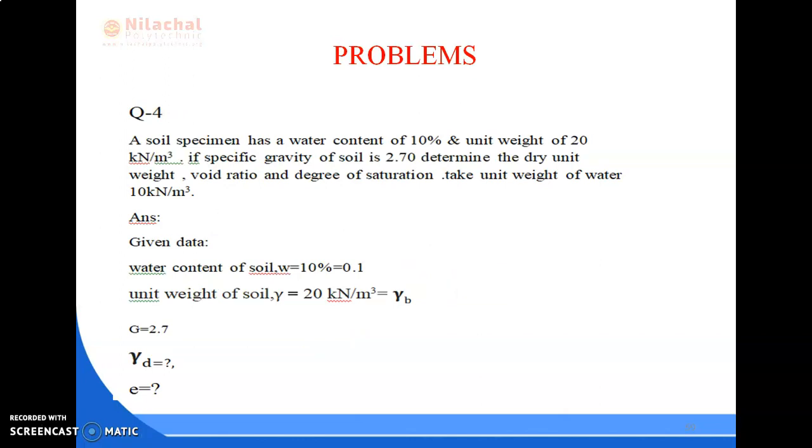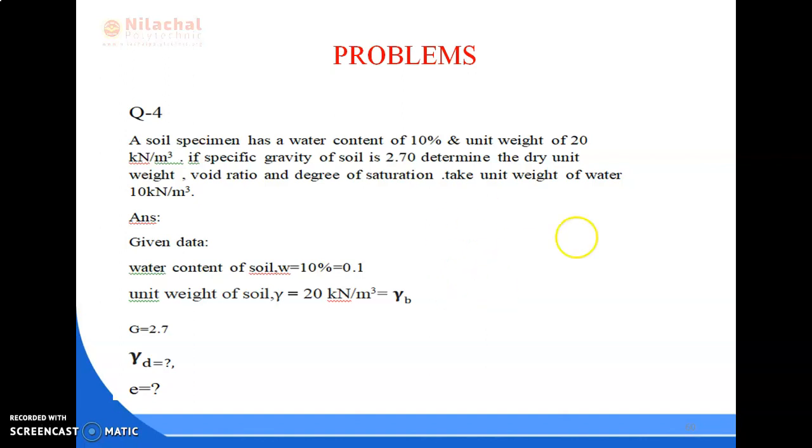The next question, question number 4. A soil specimen has a water content of 10% and unit weight of 20 kilonewton per meter cube. If the specific gravity of soil is 2.70, determine the dry unit weight, void ratio and degree of saturation. Take unit weight of water 10 kilonewton per meter cube.